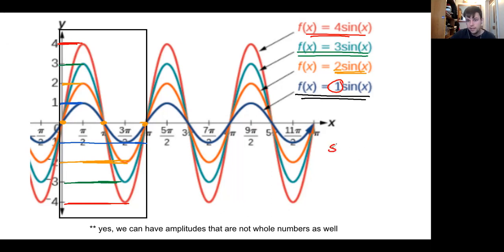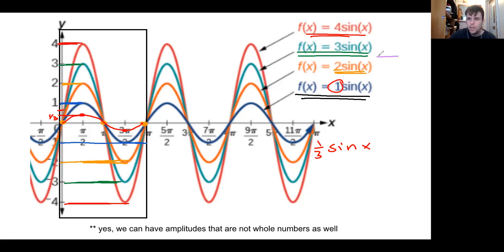So we could have like sine of, 1/3 sine x. That would give us an amplitude of 1/3. So instead of going up to 1, our amplitude would be here at 1/3, which is pretty low. It would be going up to 1/3 and down to -1/3. So if I could sort of sketch that, it would be something like that, right? Much smaller amplitude.